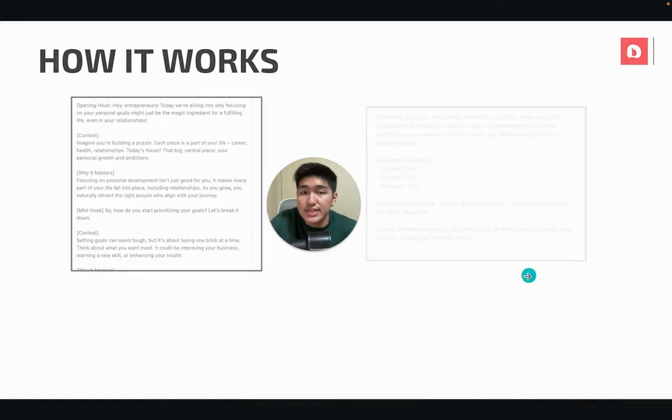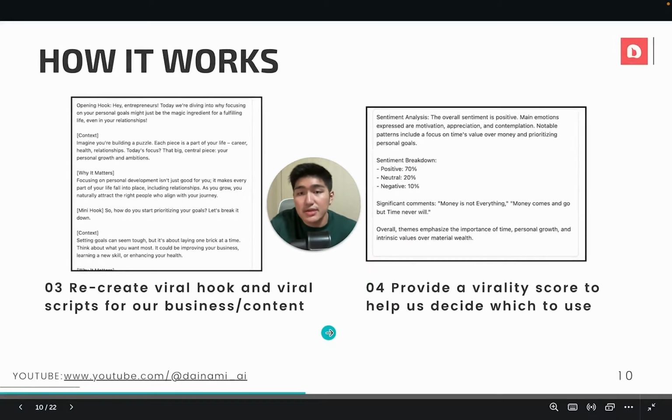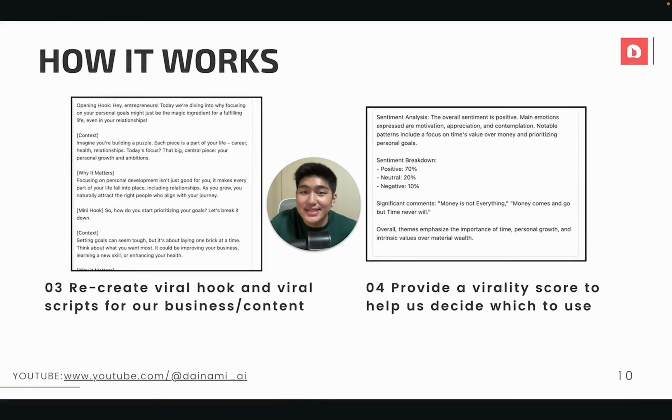Once we are able to get the information scraped from Instagram, what we're going to do next is pass it through our GPT agents, right? Our AI agents from ChatGPT, to recreate viral hooks and viral scripts for our business content. And this is based off the data that we have gotten from the viral content that our competitors have been able to create in our industry.